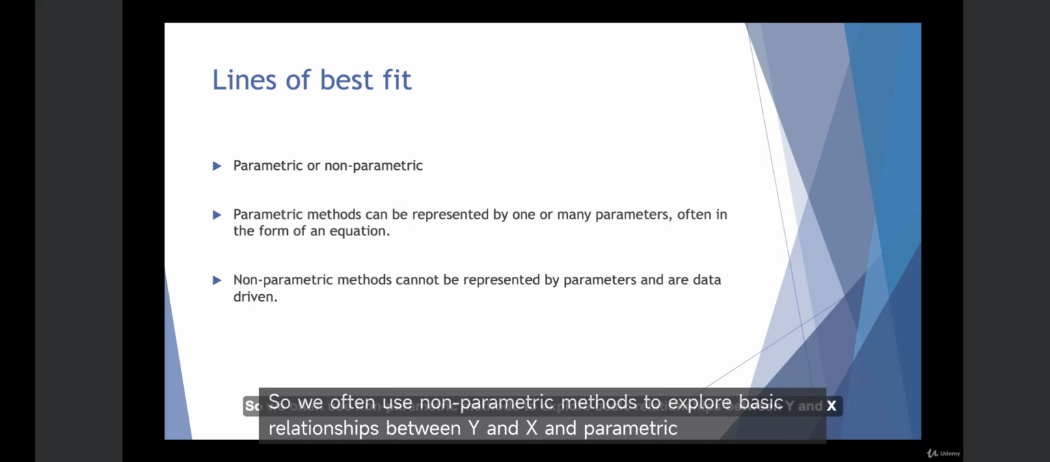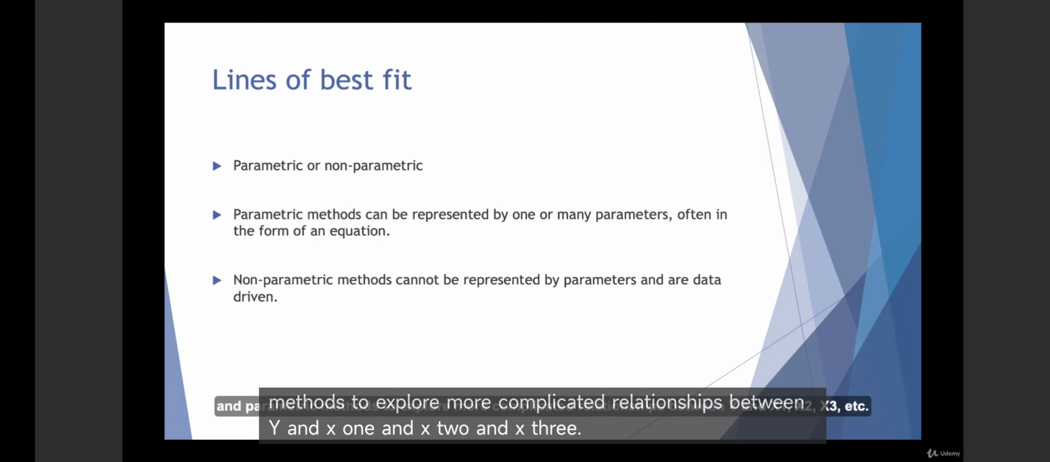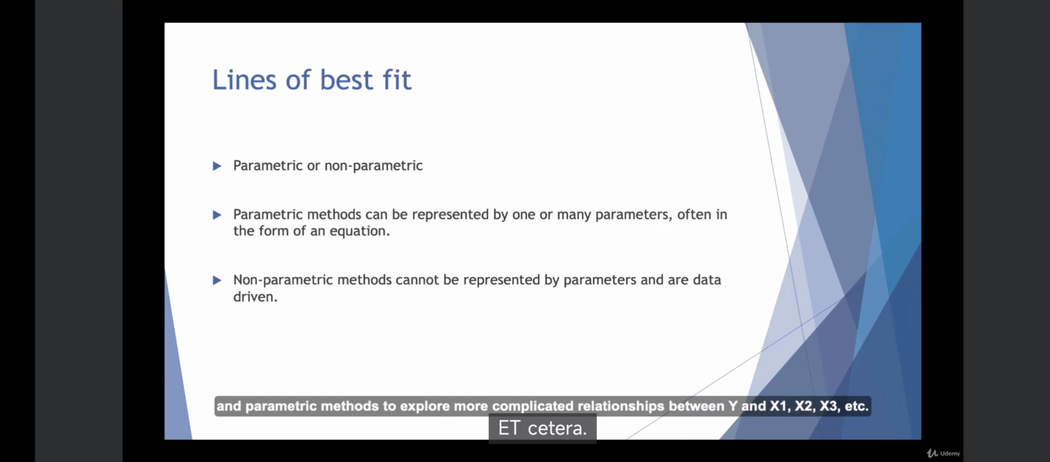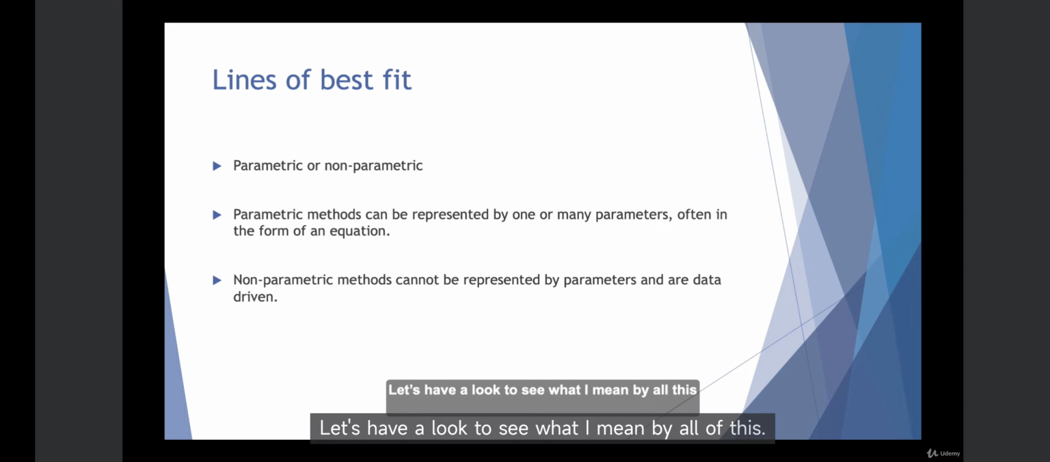So we often use non-parametric methods to explore basic relationships between y and x, and parametric methods to explore more complicated relationships between y and x1 and x2 and x3, etc. Let's have a look to see what I mean by all of this.